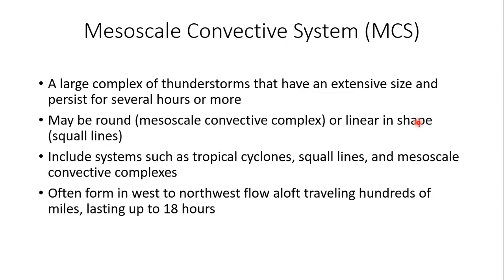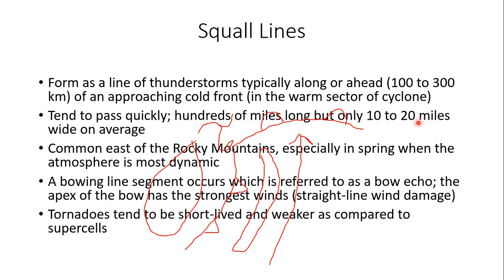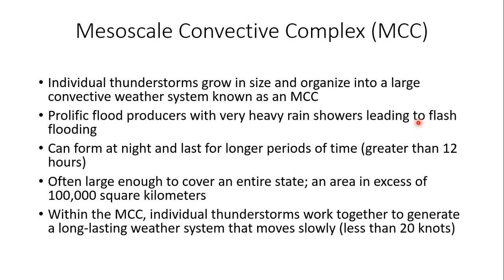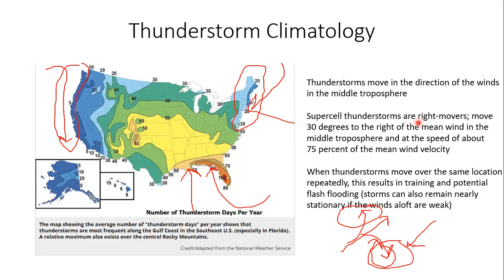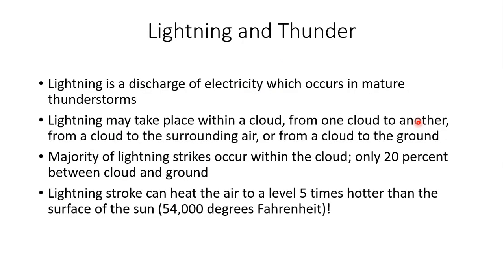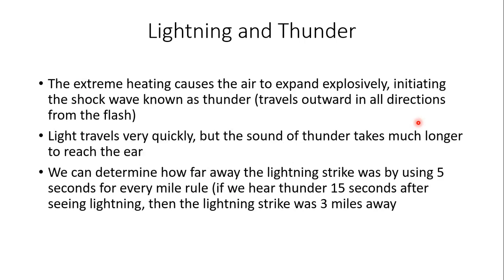Additionally, we talked about mesoscale convective systems. We delved into squall lines. We talked about MCCs. We also talked about where thunderstorms typically form in the United States, the highest frequency thunderstorm days, lightning and thunder, how lightning forms, how you can calculate the distance of a lightning strike to your location by using the 5 second for every mile rule. So you see lightning, count the number of seconds. For every 5 seconds, that's another mile away from the lightning strike.